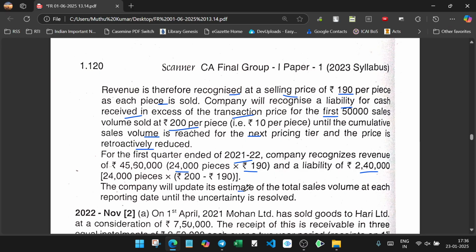The company will update the estimate of the total sale volume at each reporting date until the uncertainty is resolved, because they have agreed to give a discount. So if they are estimated at 1 lakh 90,000, the price they will think of is now 190 rather than 200.